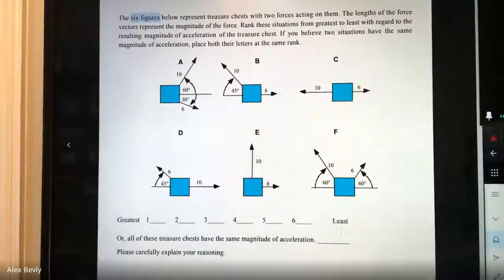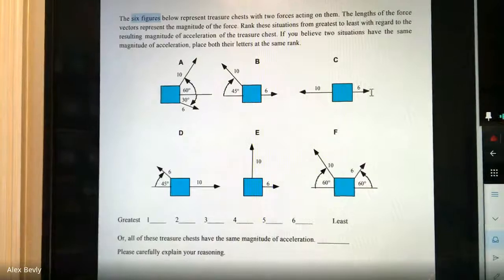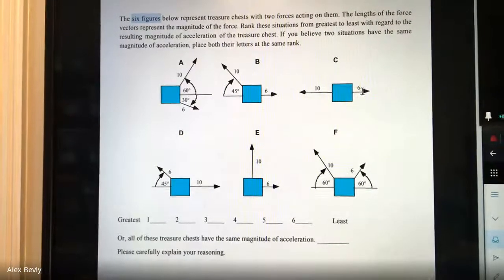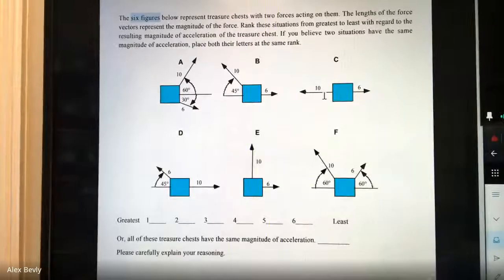When we look at this, C is obviously going to be the smallest net force. We have all the same vectors, 10 and 6, 10 and 6, 10 and 6, right? So C is going to be the least net force because our forces act exactly in the opposite directions from each other. So this is obviously going to be the smallest force.